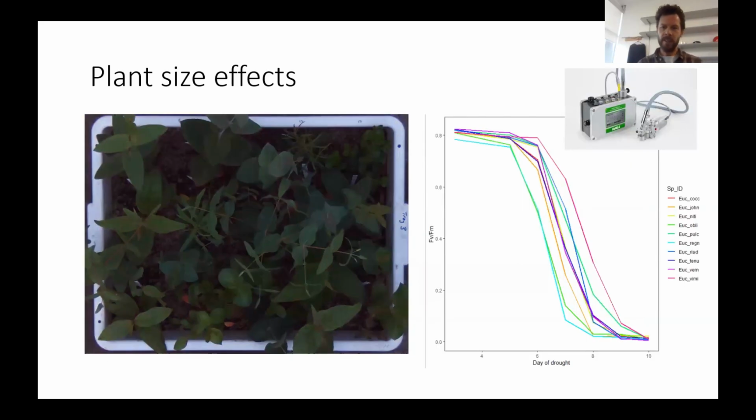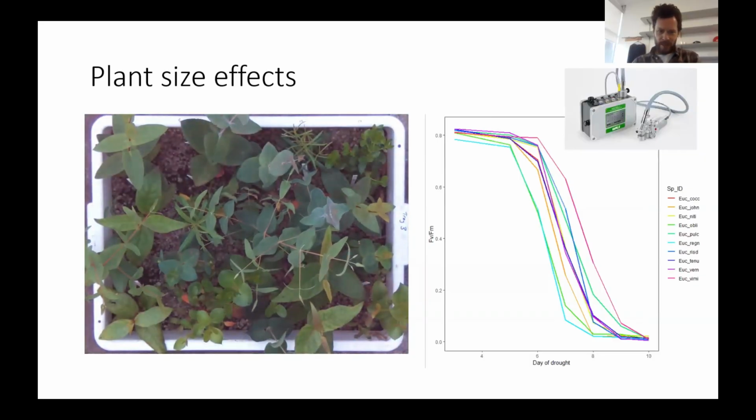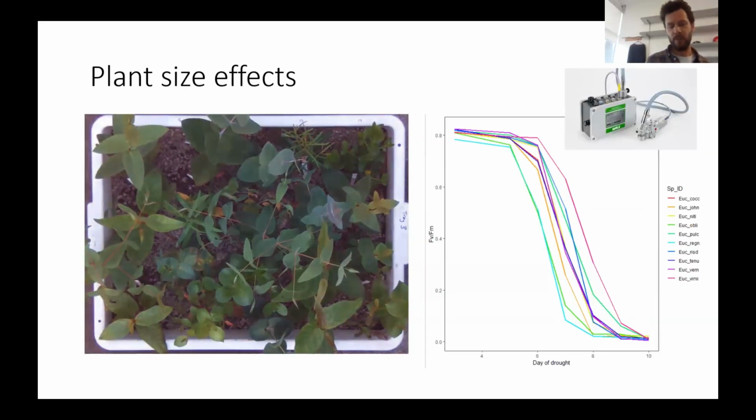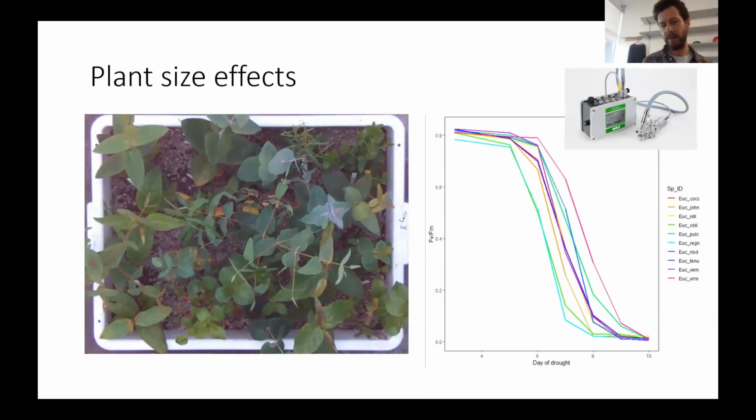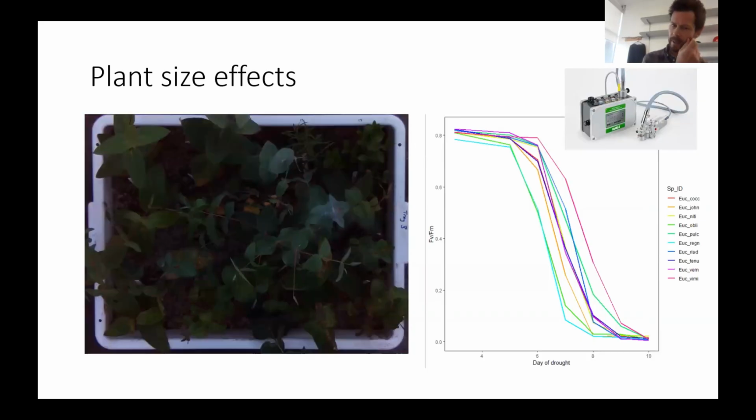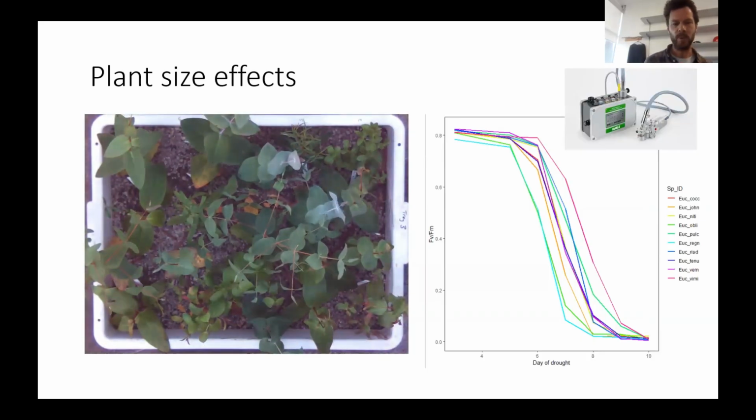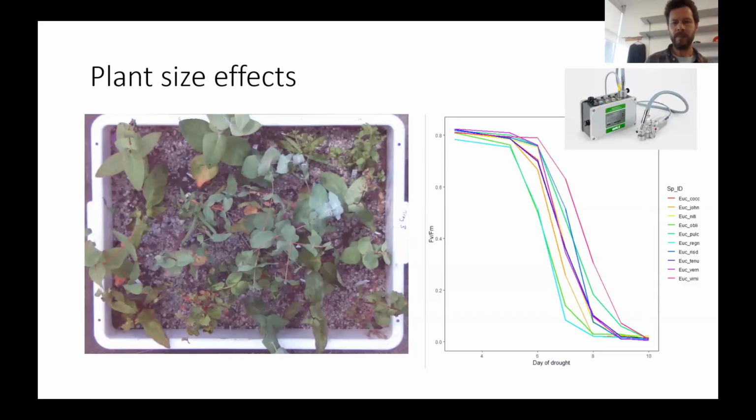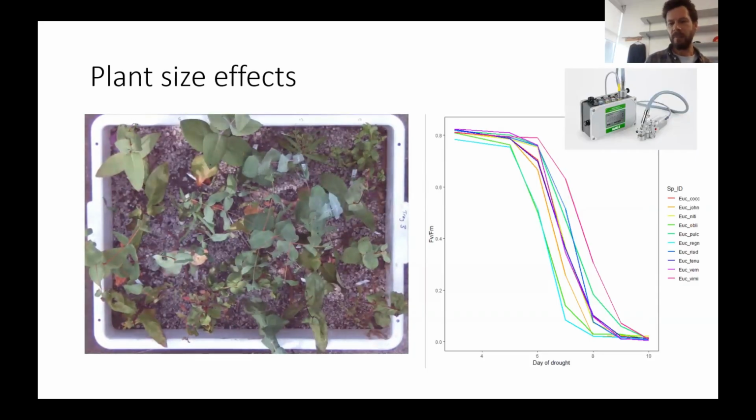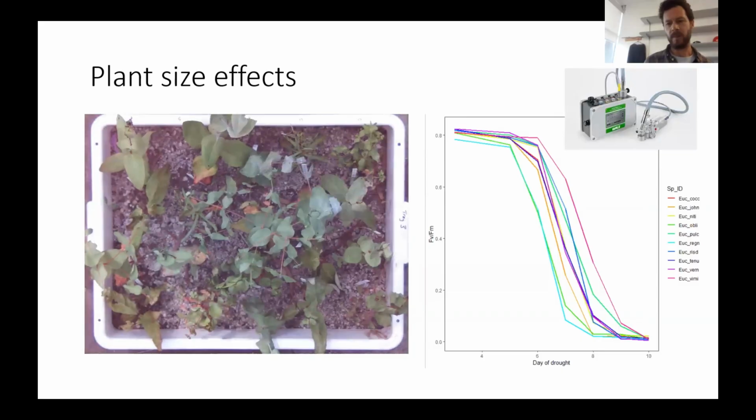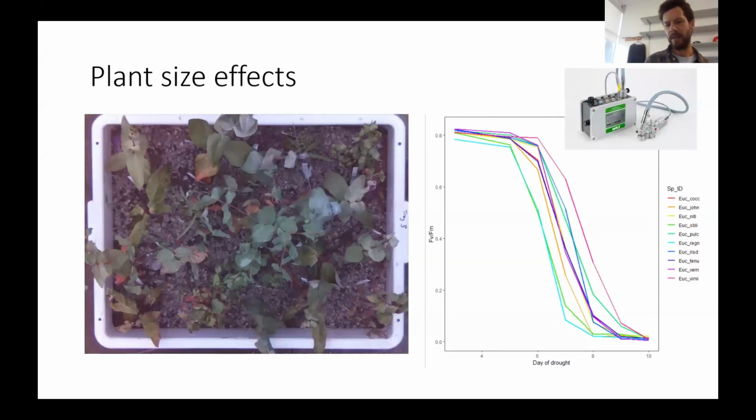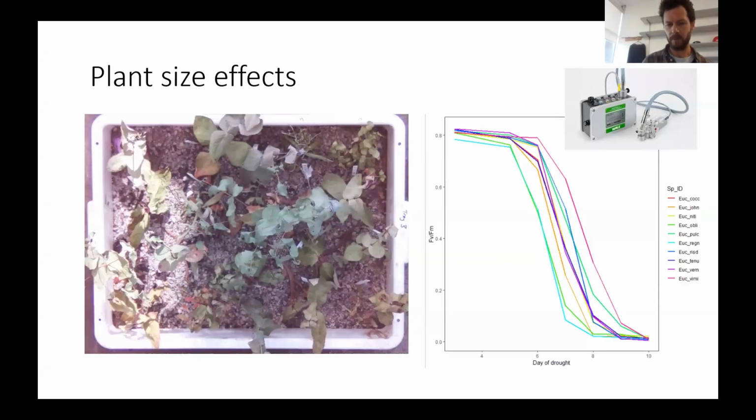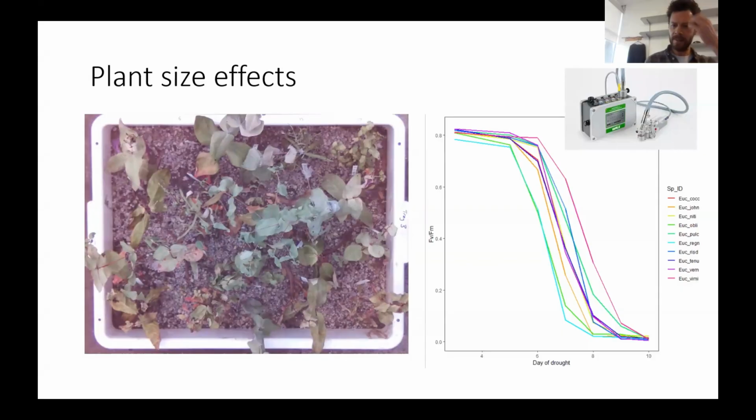So I'll press play, that's working. This is the response. It should only take about 20 seconds. There are trays of 20 plants, 10 species with two reps per species, drying down over the course of 10 days. I'll be measuring the health of the photosynthetic systems on the right. And there's some clear differentiation in the response of those different species of eucalyptus, which is very nice.